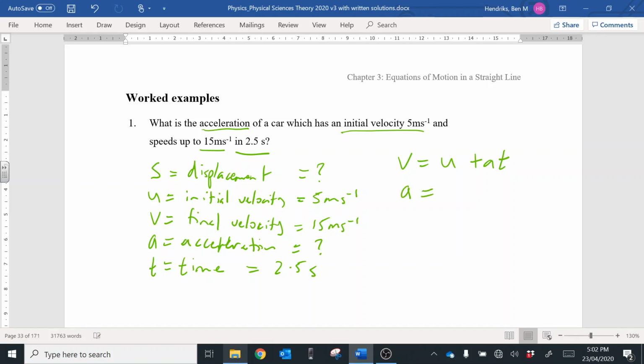So if we subtract u from both sides and divide by t, we are left with this. So acceleration is equal to our final velocity, which is 15, minus our initial, which is 5, divided by the time, which is 2.5, and that ends up being 4 meters per second, or 4 meters per second squared.